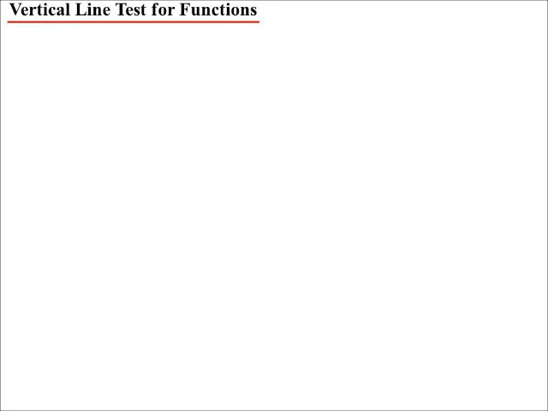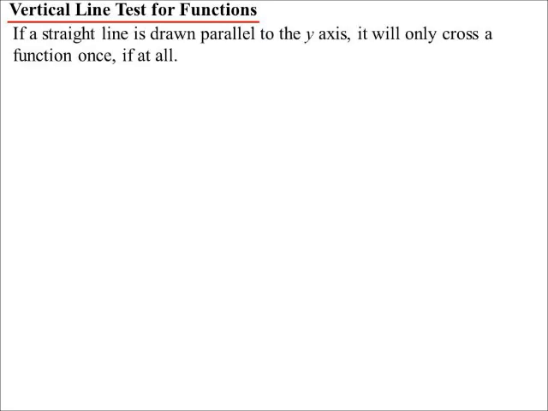Because remember we said you could only get one possible y value. So if I was to draw a vertical line, something parallel to the y-axis, no matter where I draw it, it should only cut the curve once, if at all. As soon as it cuts it twice, I know it's not a function, because it's giving me two possible values.